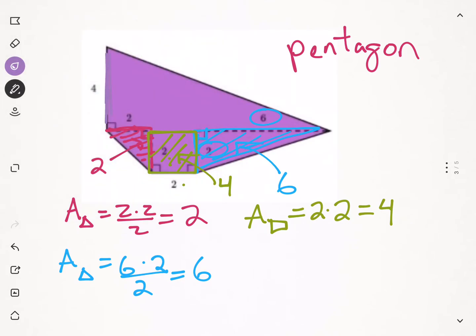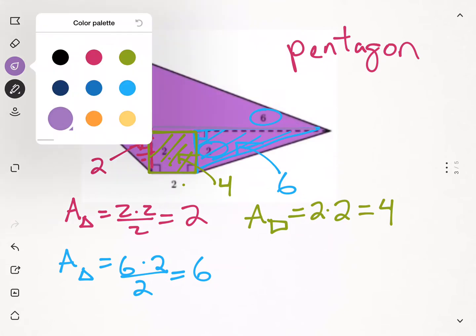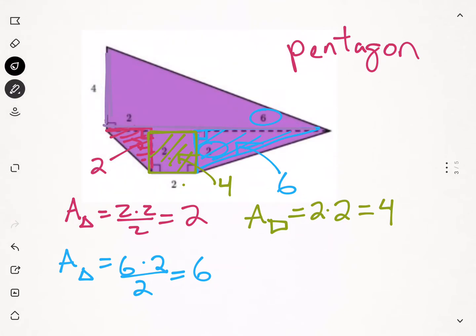So this triangle, the height is 4. The base they don't give us, but let's look at what they do give us. This piece is 2. This piece is also 2, and we know that because of that 2 down there. And then this piece is 6. 2 plus 2 plus 6 is 10. So going all the way across, this is 10.